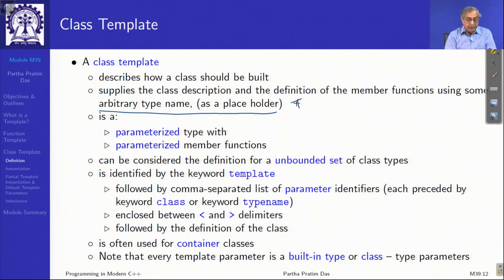In order to express that, we use the keyword template, like we did in case of function as well, and we have comma separated parameter identifiers which are preceded by the keyword class or typename. We have seen this before. They are enclosed between angle brackets, and then follows the definition of the class. As I said, it can be used in several contexts, but most often this finds use in the container classes, particularly the ones that we find in the library.